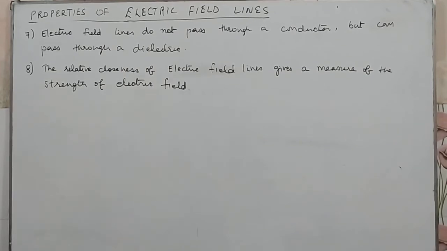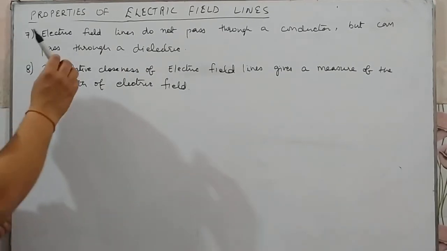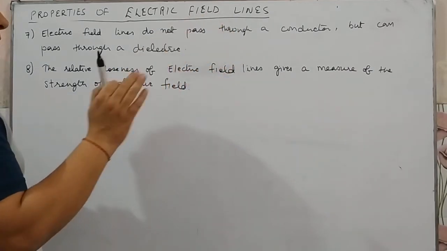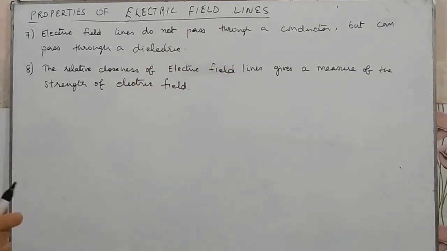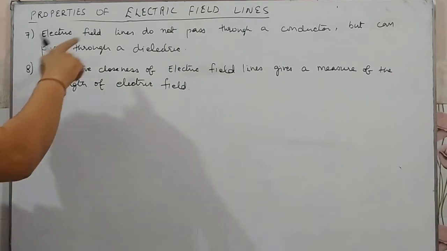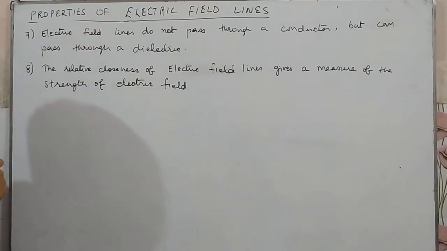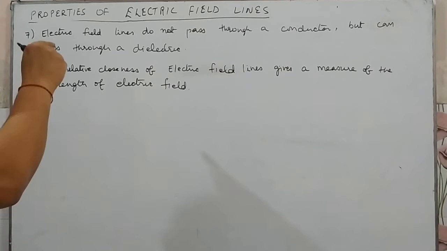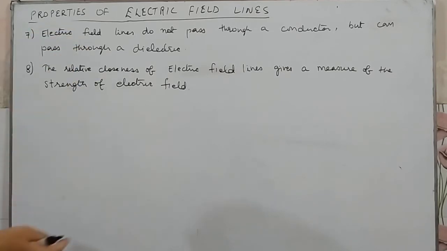Next property. It has been observed that electric field lines do not pass through a conductor. Because of this, the electric field inside a conductor is 0. Net electric field inside a conductor is 0. But electric field lines can pass through a dielectric. Dielectrics are basically insulating materials that have the ability of retaining charge on their surface. About this, you will study in detail before the next section on capacitance.